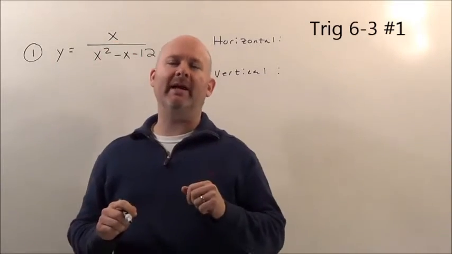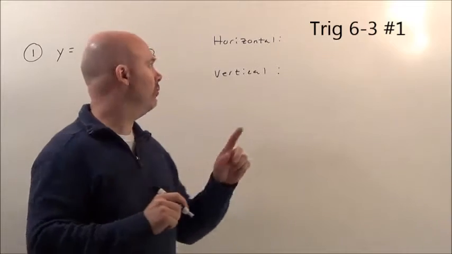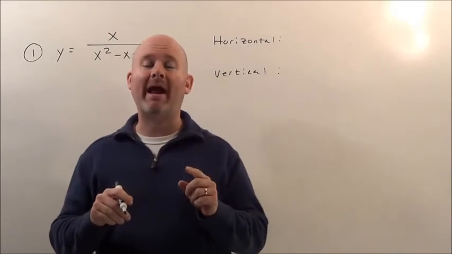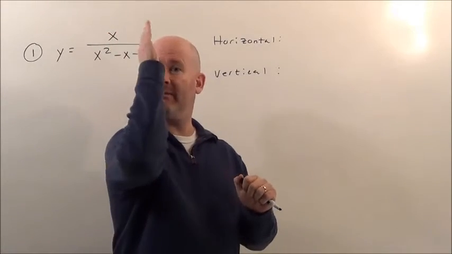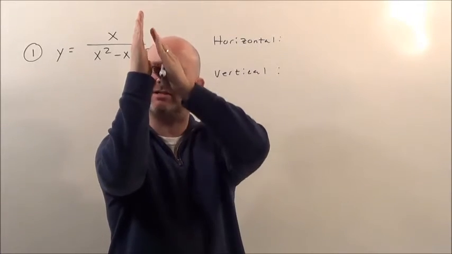Here's problem 1 coming at you. What we're going to talk about tonight here are asymptotes. What those happen to be is when you have a graph, you sometimes have a vertical asymptote where the line comes right up to it but never quite touches it.